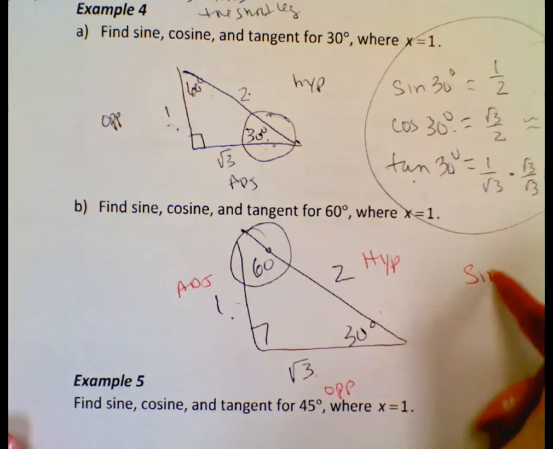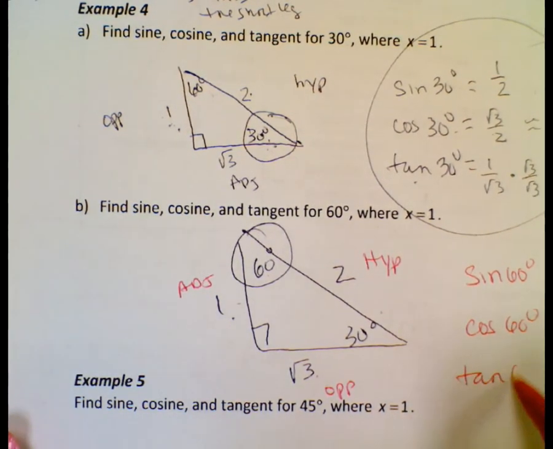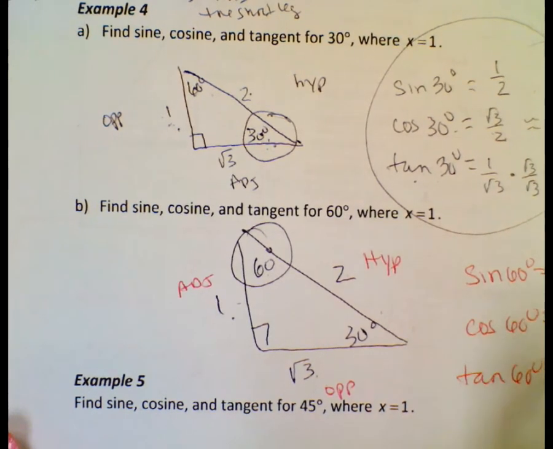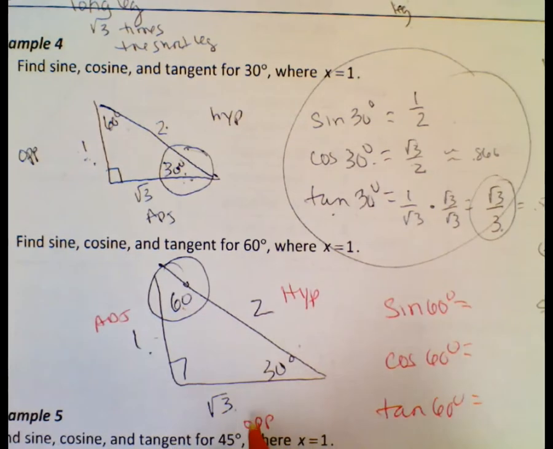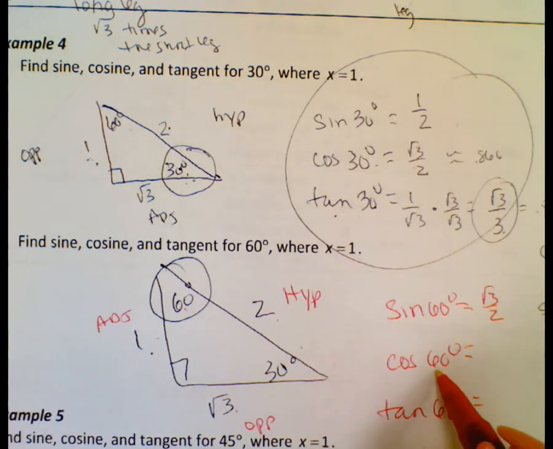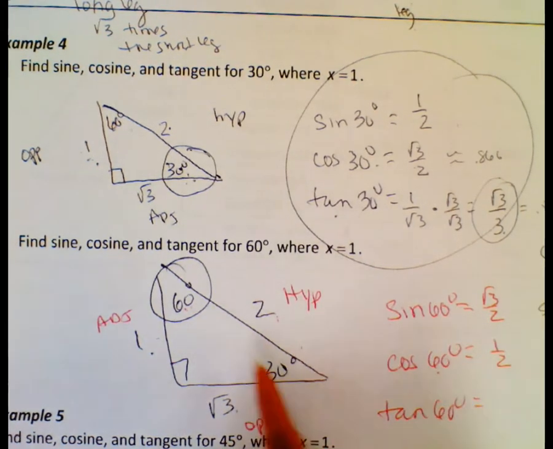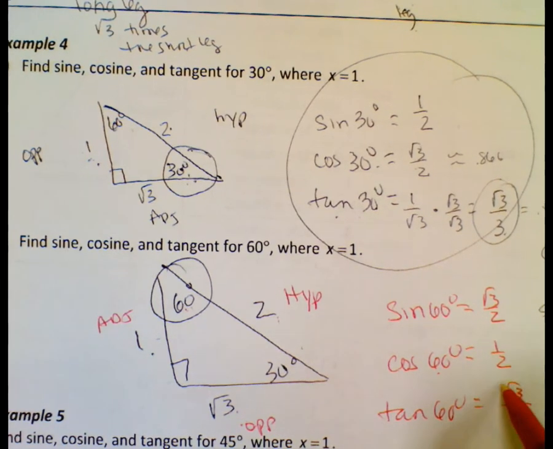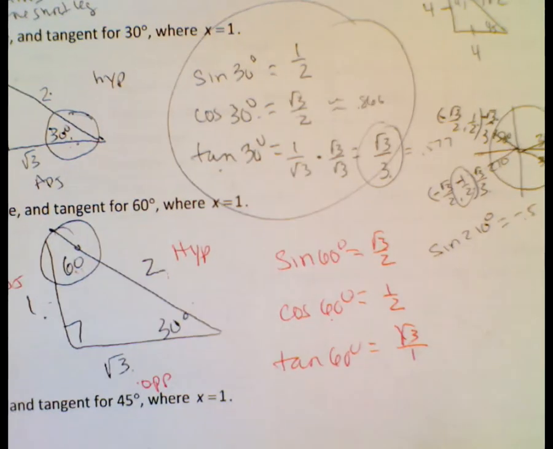So what is the sine of 60? What is the cosine of 60? And what is the tangent of 60? Well, sine is opposite over hypotenuse, so sine of 60 is radical 3 over 2. Cosine of 60 is adjacent over hypotenuse, 1 over 2. Tangent of 60 is opposite, which is radical 3, over adjacent, which is 1. These are your three special sides of a 60.